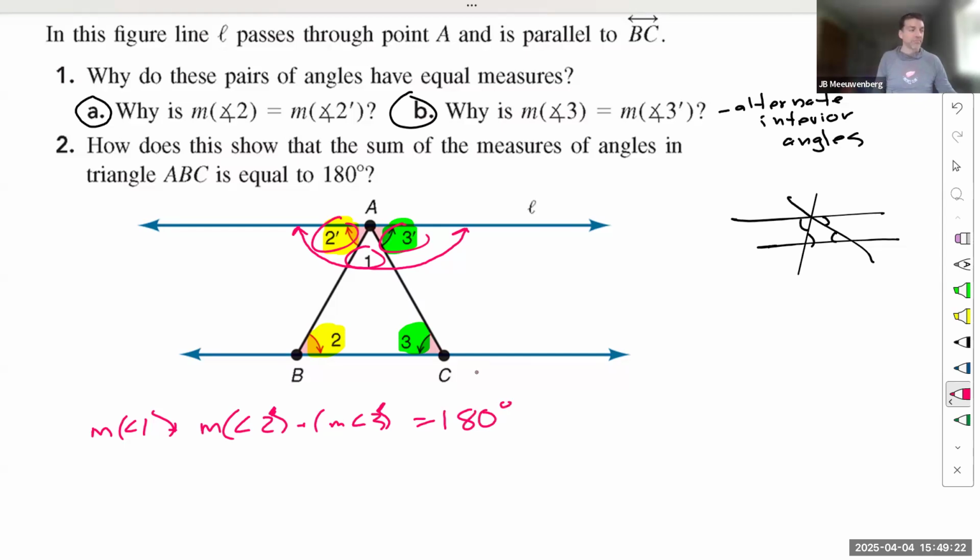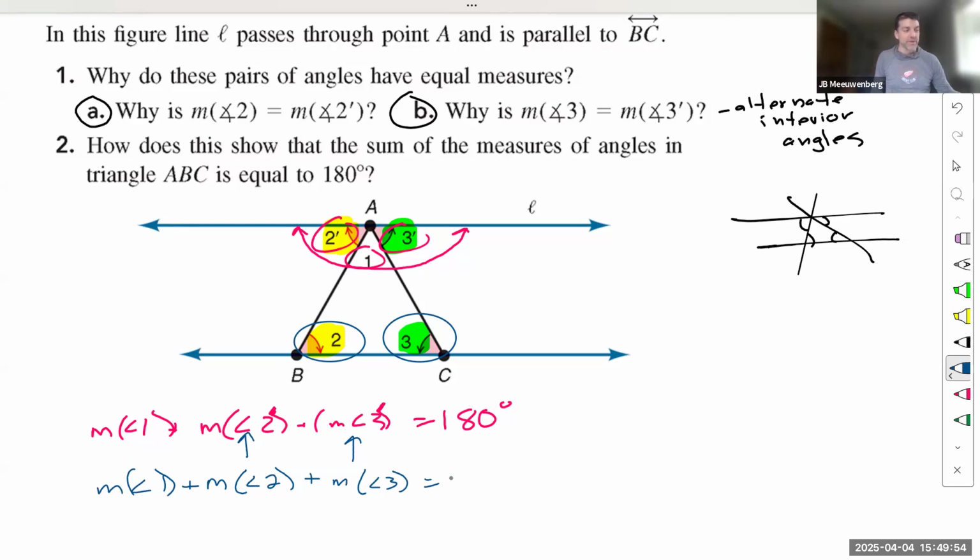But we also know that angle 2 is equal to angle 2 prime. So we can substitute angle 2 in for angle 2 prime in this equation. Same thing with angle 3. It's equal to angle 3 prime. So we can substitute the measure of angle 3 in for the measure of angle 3 prime. And measure of angle 1, that still stays the same. And now we can see that angle 1 plus angle 2 plus angle 3 is equal to 180 degrees.